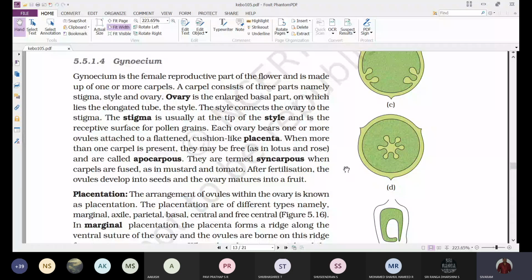When you observe the ovary, the ovary is the enlarged basal part on which lies the elongated tube, that is the style, and the style connects the ovary to the stigma. The stigma is usually at the tip of the style and is the receptive surface for pollen grains.